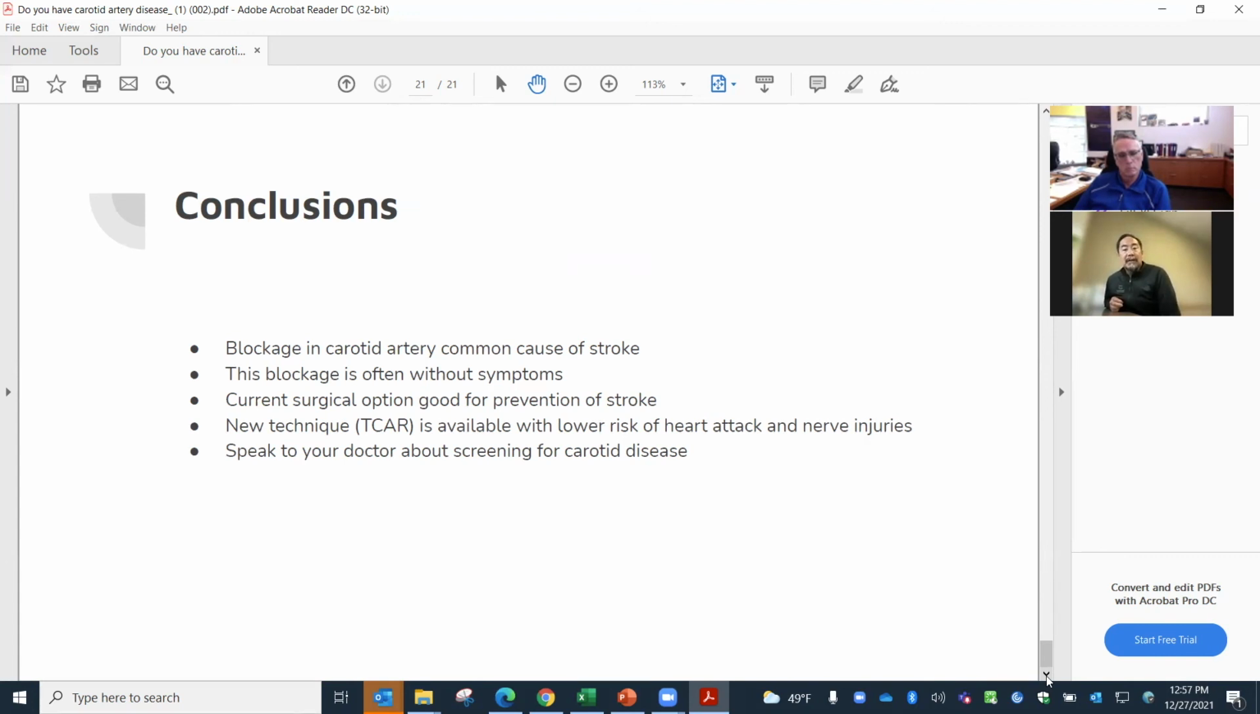And there are new techniques, this TCAR procedure, which is available with a lower risk of heart attack and nerve injuries compared to a traditional carotid endarterectomy surgery in which we remove the plaque. So speak to your doctor, your primary care, about screening for carotid disease, especially if you have those risk factors: smoking, diabetes, high cholesterol, previous heart attack, or family history of vascular disease. Or simply call me and I'm happy to take a peek at you.